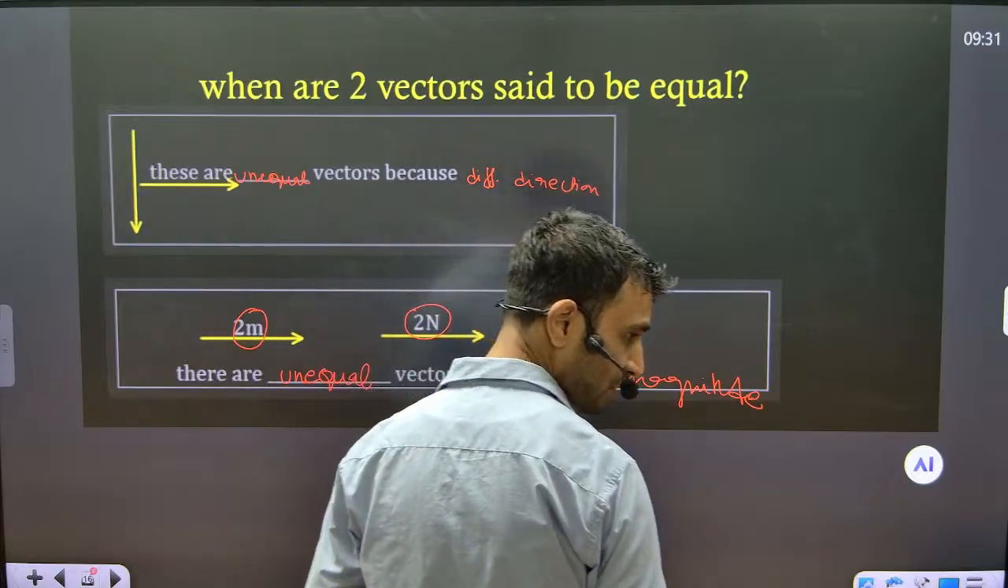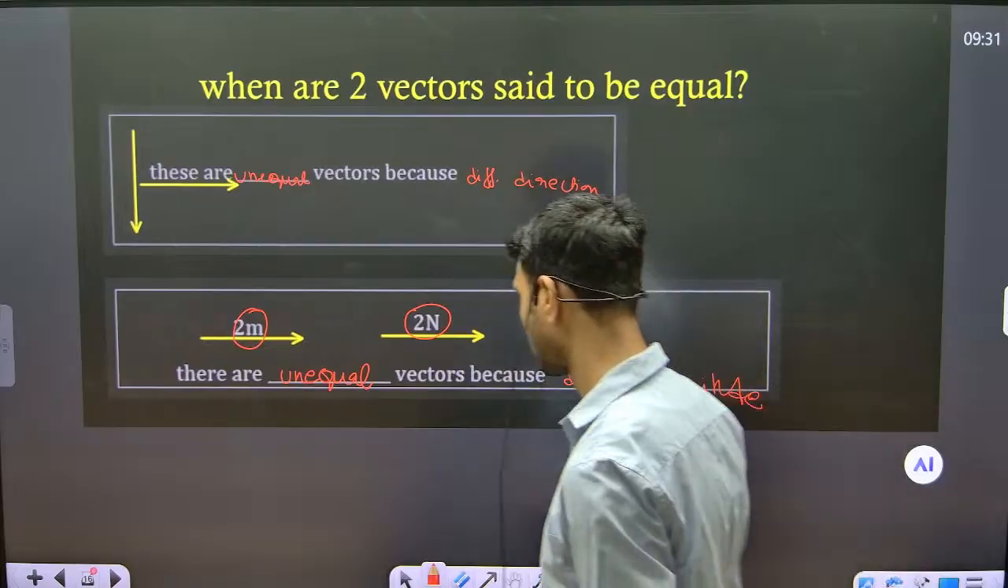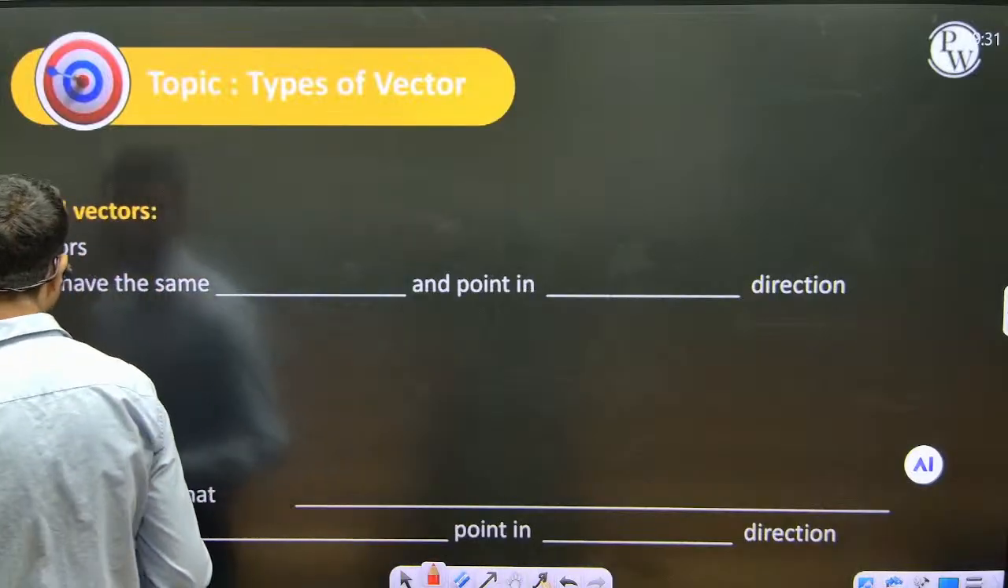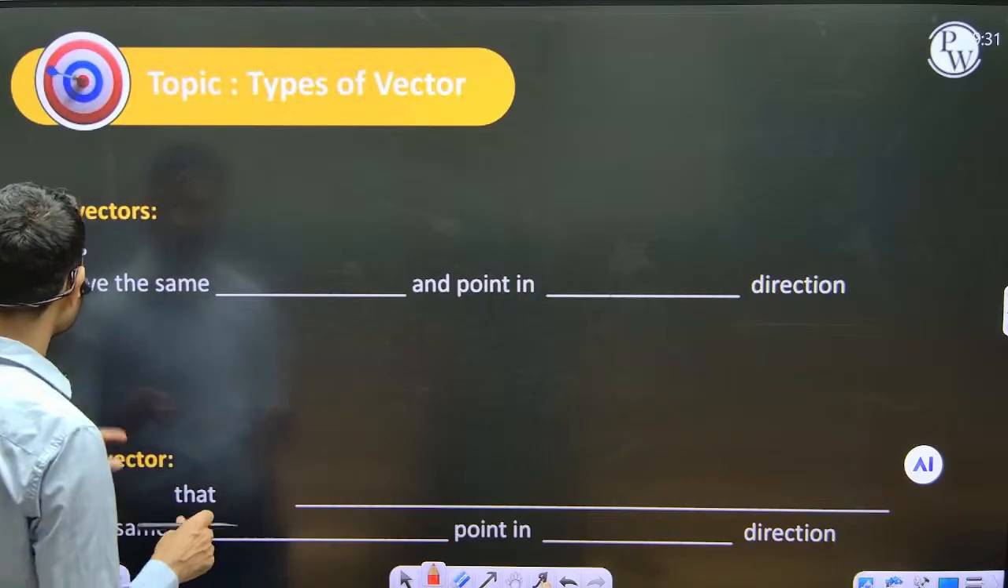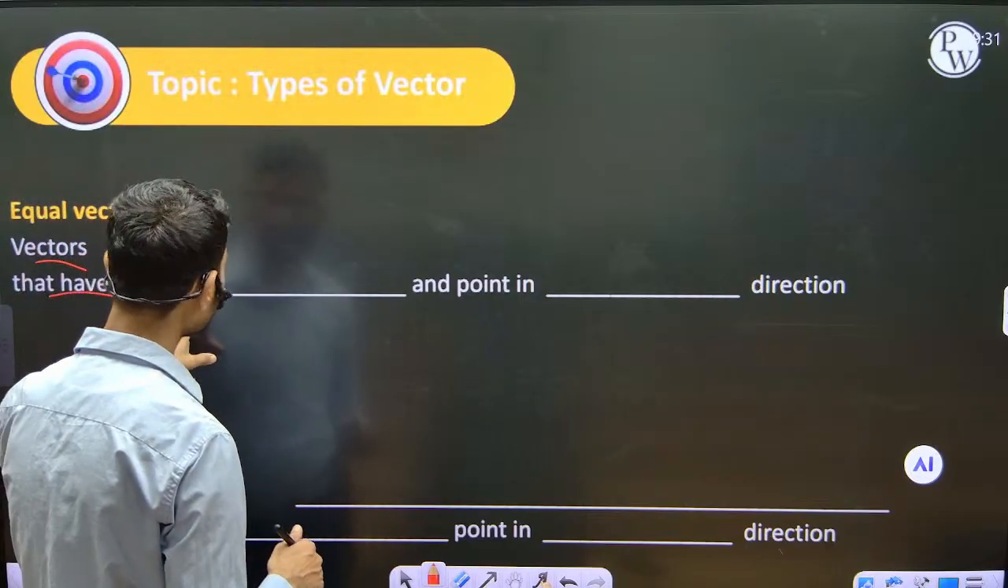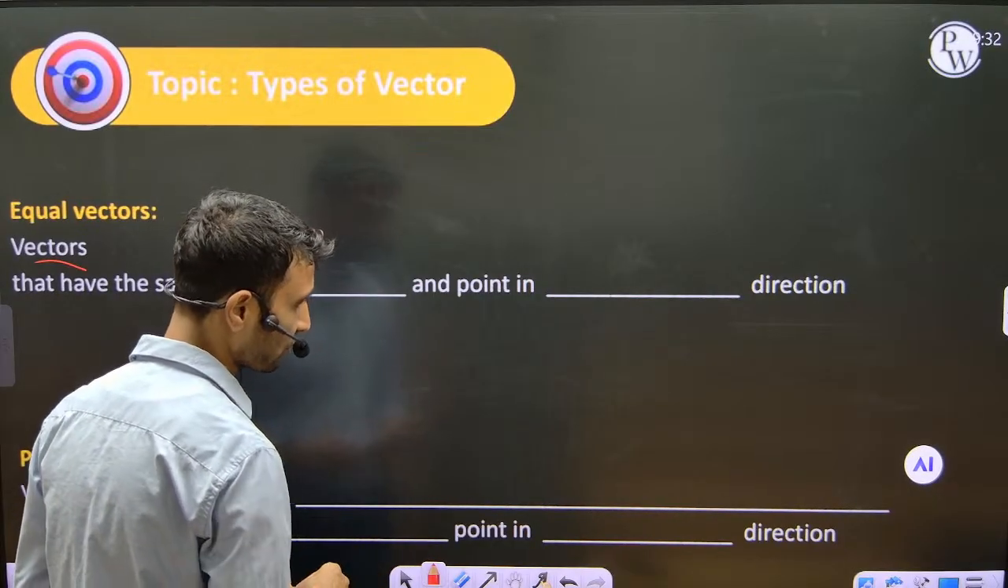Okay, so let's go ahead. Now, what are equal vectors? Vectors that have the same dash and dash. So, what shall I write?